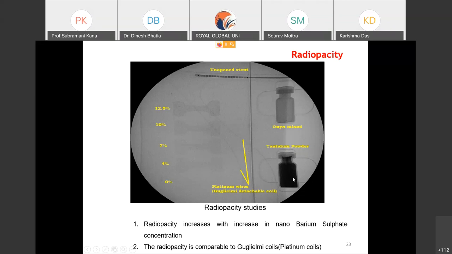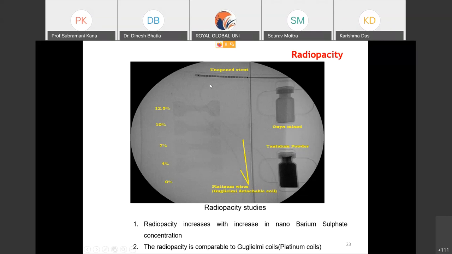This is a tantalum powder, and this is onyx. These are the test samples which were prepared using the compression molding technique. We have also cut the samples with different concentrations of the reinforcement, barium sulfate. You can see here the pure polymer, which cannot be seen clearly, but you are able to see it when it is at 10 or 12.5 and so on.